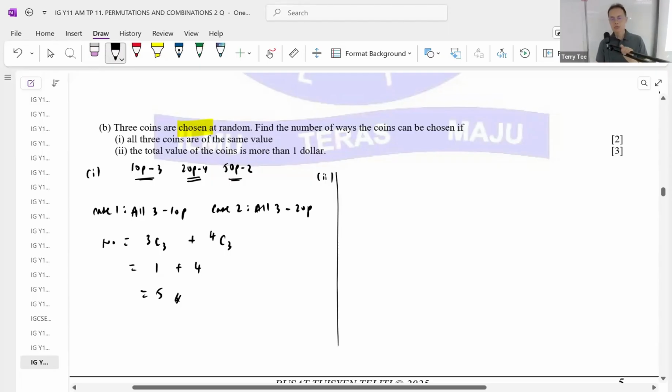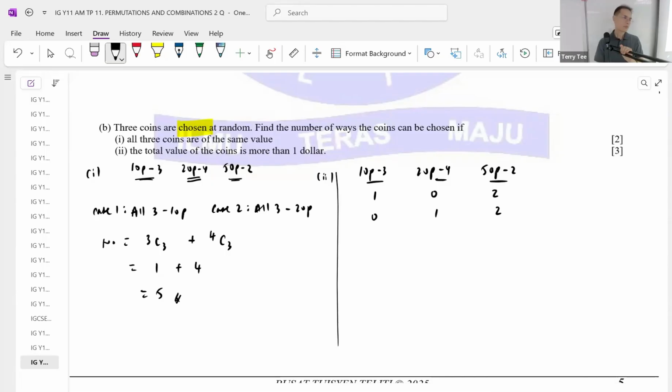Okay, so you gotta think this way. In order for you to get more than $1, maybe I write here: 10 pence, I got 3. 20 pence, I got 4. 50 pence, I got 2. I must choose 2 from 50p, 1 from 10p, 0 from 20p. Or I can choose 2 from 50p, 1 from 20p, 0 from 10p. Is there any other combination? Can I take 3 from 20p? 3 times 20 is 60 only, not enough, right? So there are only 2 cases to consider.